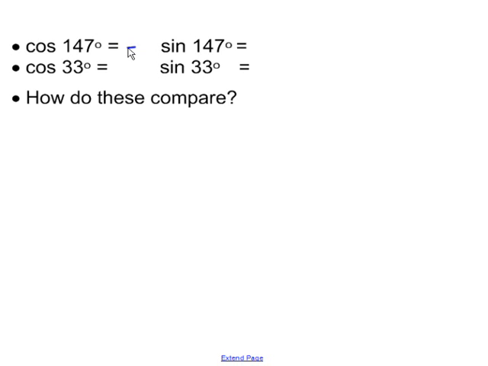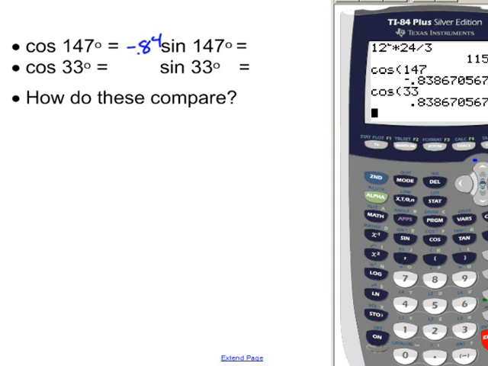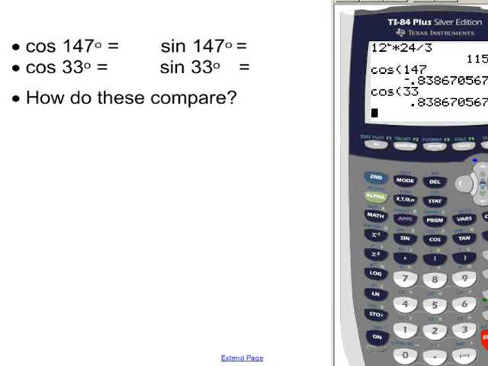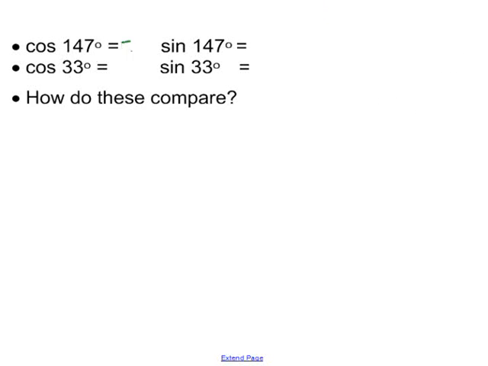Negative 0.839. And so cosine of 33 was positive 0.839.